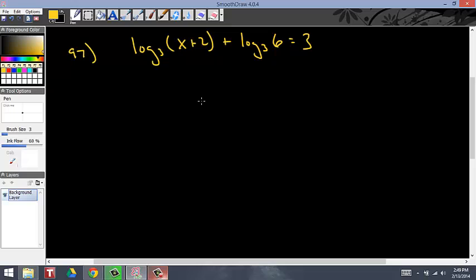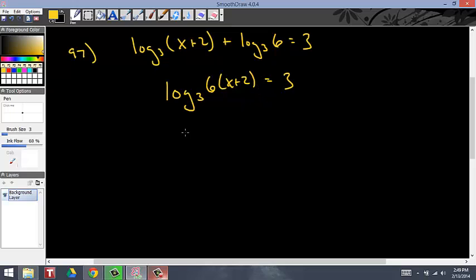Okay. What this is not is x plus 2 plus 6 equals 3. Don't do that. What is it really? It is log base 3 of 6 times x plus 2 equals 3. Hang on for a second. I don't have anything that I can cancel. There's no log base 3 on the other side. If there's no log base 3 on the other side, what can I do with this thing?